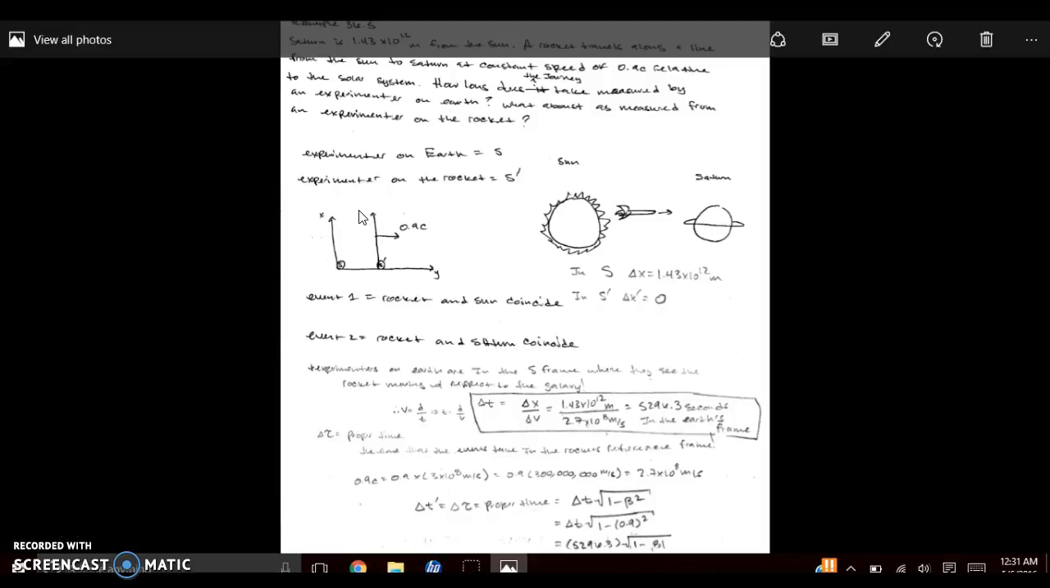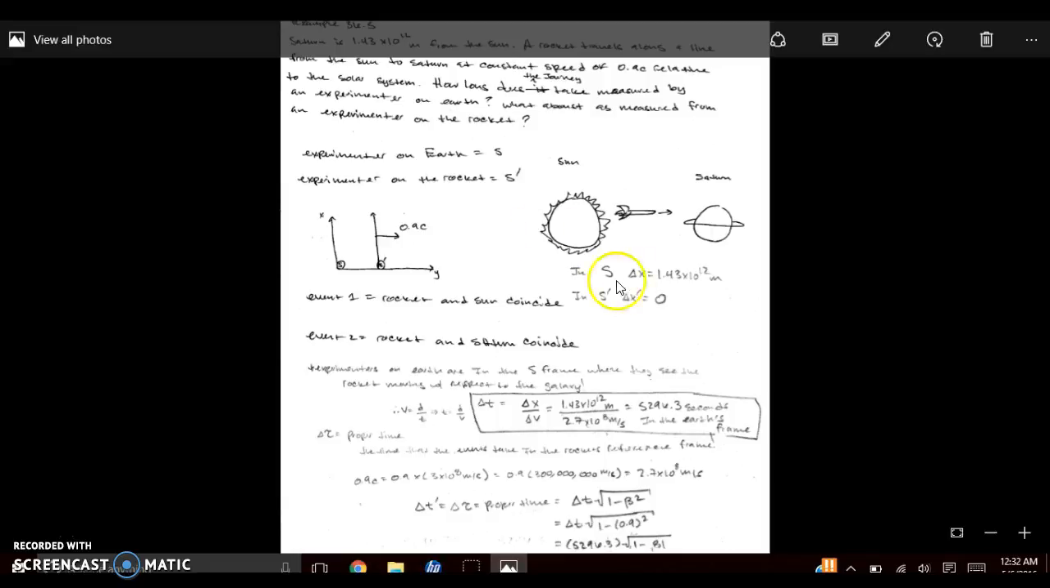Basically, the rest frame for the rocket is what I'm going to call frame S prime. That's like an astronaut on the rocket. So that's the rest frame for the rocket. And therefore, an experimenter in S sees the rocket going from the sun to Saturn, so it's traveling a distance delta x. In the rest frame S prime, delta x is equal to 0, because as far as the astronaut on the rocket, all he sees is the sun flying past him and Saturn flying past him at a velocity of negative 0.9 c.